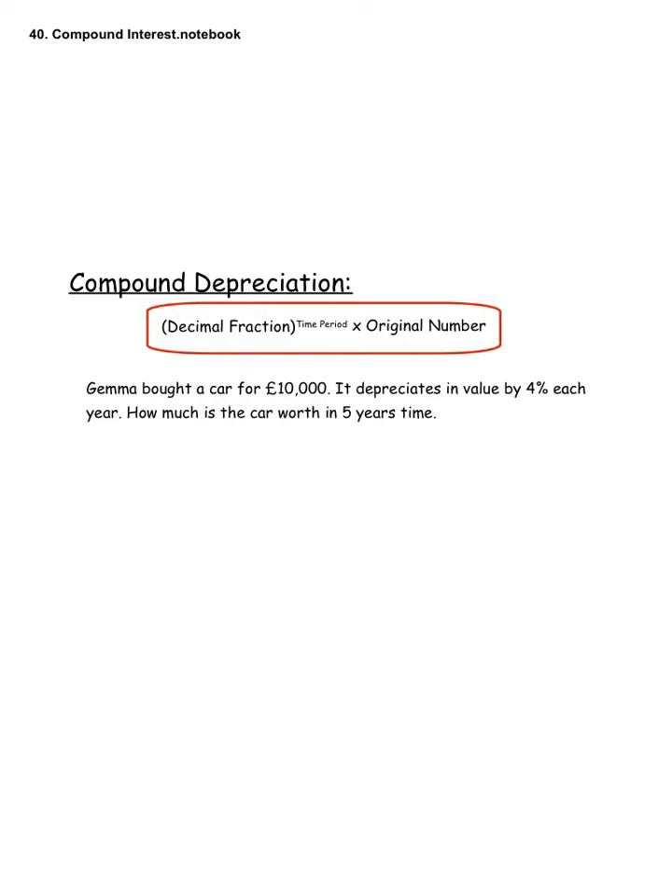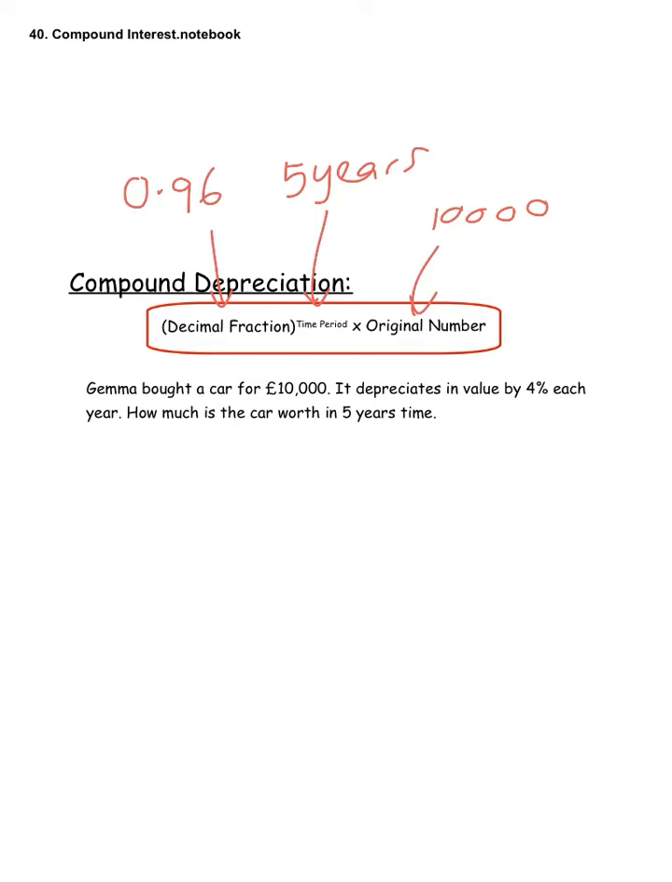Here's a compound depreciation question this time. Gemma bought a car for £10,000, so our original number is 10,000. It depreciates in value by 4% each year. So we have our decimal fraction, a depreciation or a reduction of 4% gives us 96%. Divide that by 100, we take the decimal point 2 places back and we have to put in a 0, so that's our decimal fraction there. And we've also got the time period because it says how much is the car worth in 5 years time. So 5 years is our time period.